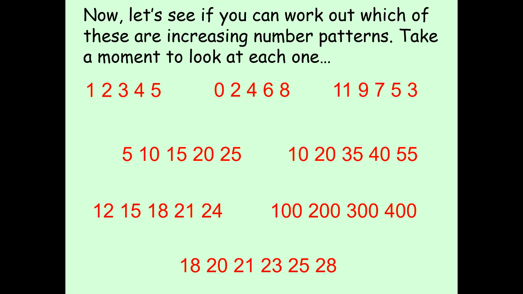The next one is here. 12, 15, 18, 21, 24. The rule for this increasing pattern is +3. The next one is 100, 200, 300, 400. Of course, this is increasing by the rule of +100. Now, I wonder if you can tell me why this number pattern is not an increasing number pattern. Well, we're starting at a large number and we're ending on a small number. So actually this is decreasing, not increasing.